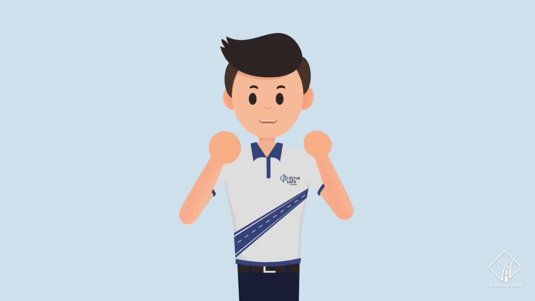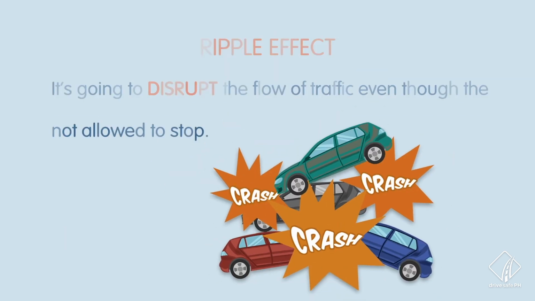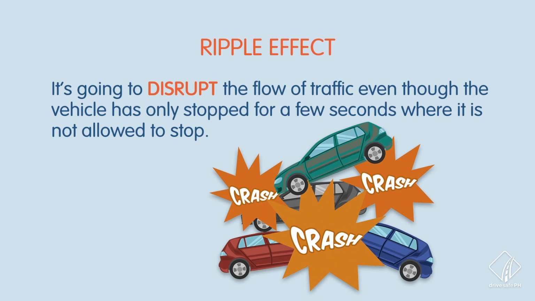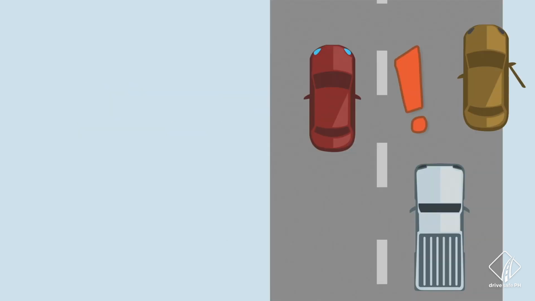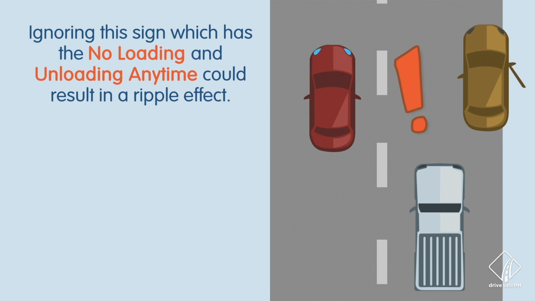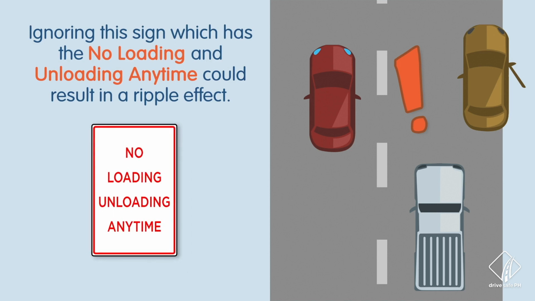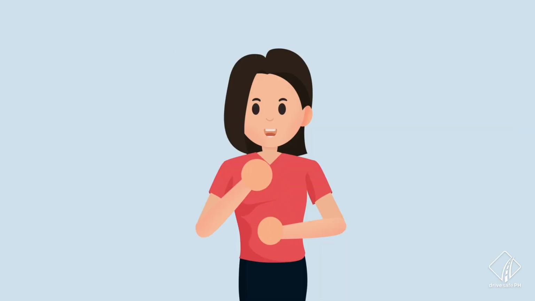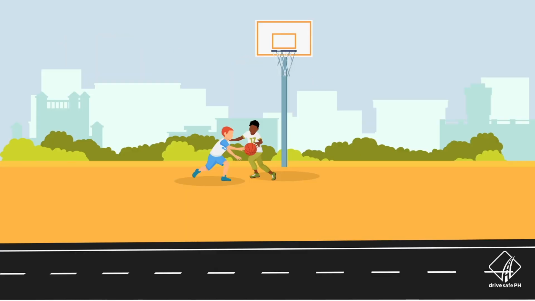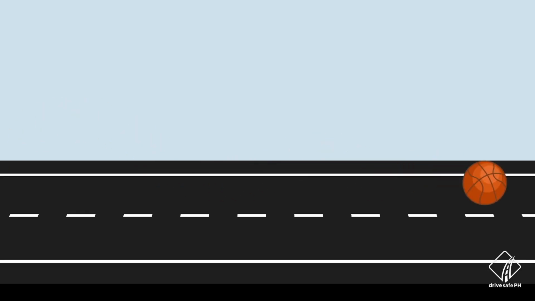Ripple effect? Yes, a ripple effect. It's going to disrupt the flow of traffic even though the vehicle has only stopped for a few seconds where it is not allowed to stop. Aside from no stopping, ignoring the sign which has the no loading and unloading anytime could result in a ripple effect. Picture this: people playing basketball on the side of the street. The ball bounced towards the middle of the street. This small circumstance can possibly be disruptive.